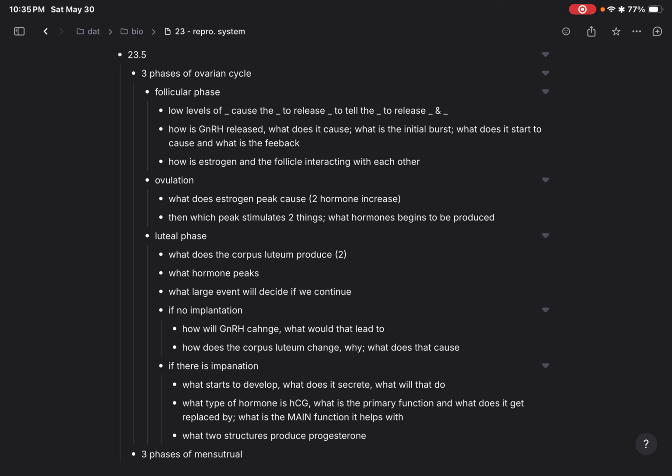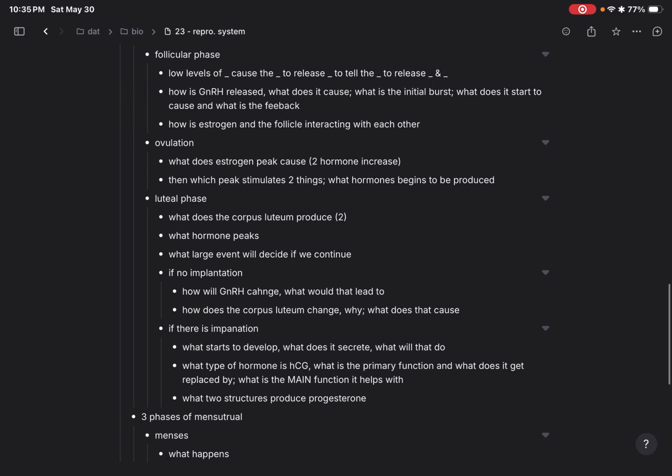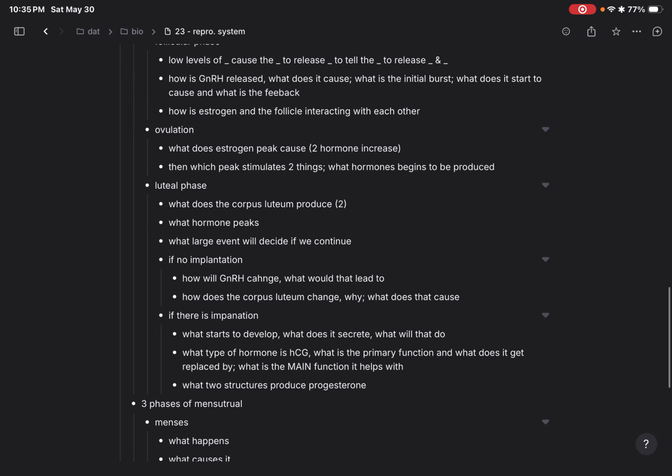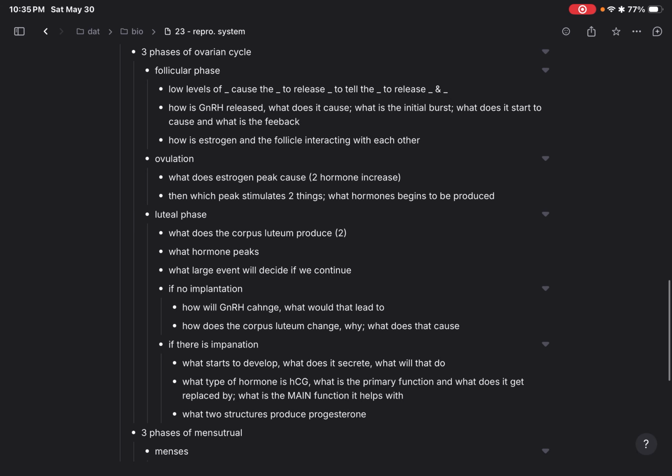Gonadotropin releasing hormone, FSH and LH will be released. There's going to be an initial FSH. So how is gonadotropin released? It's released in pulses. It's going to have an initial burst, and then it's going to increase and decrease in pulses.